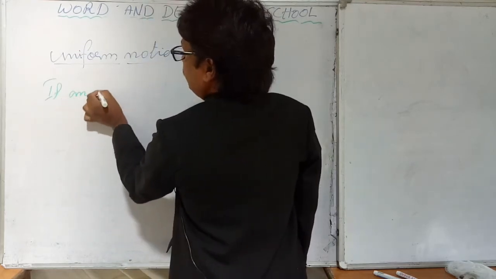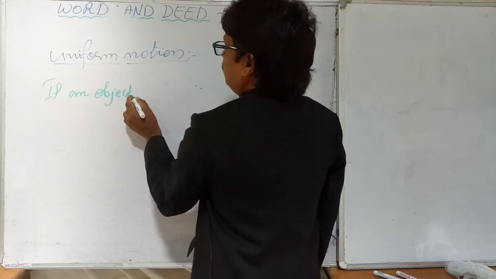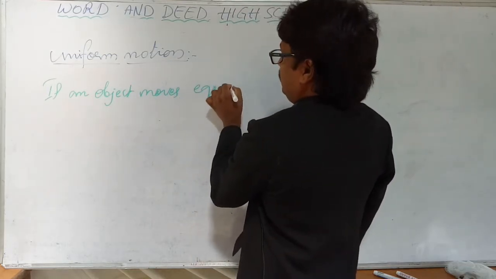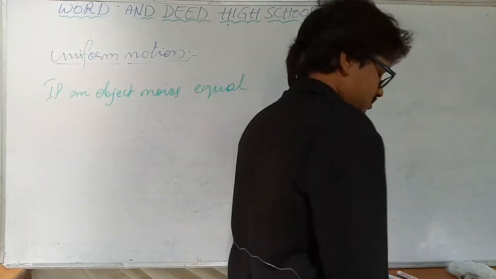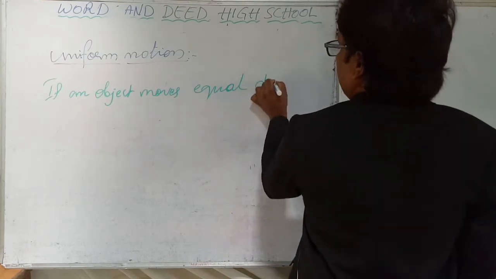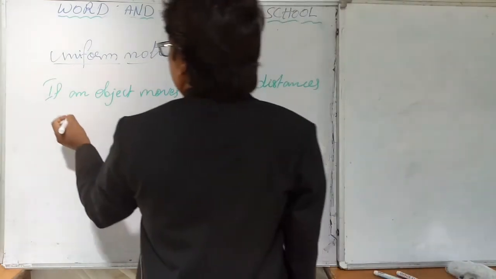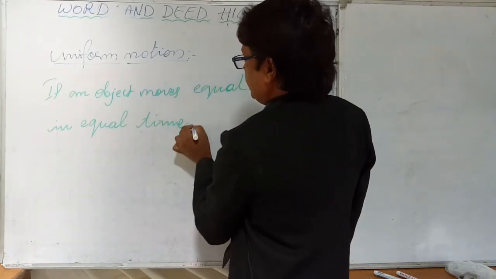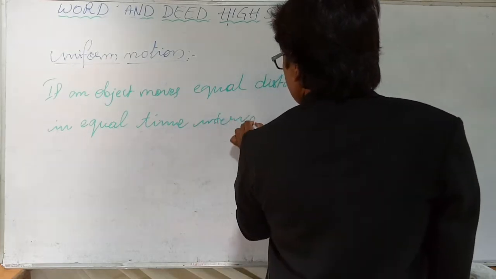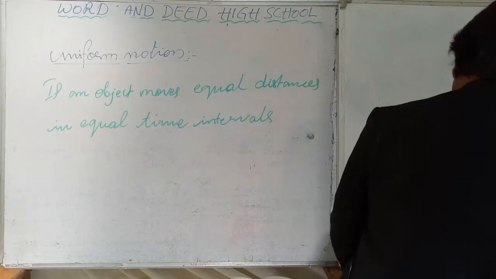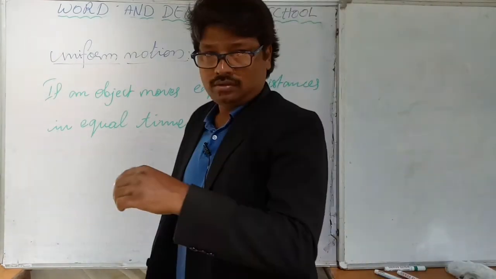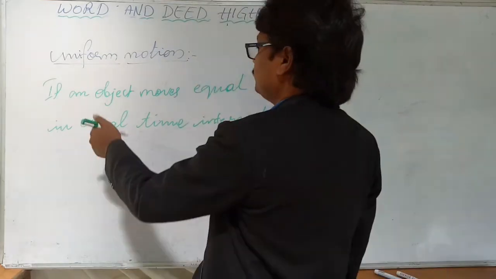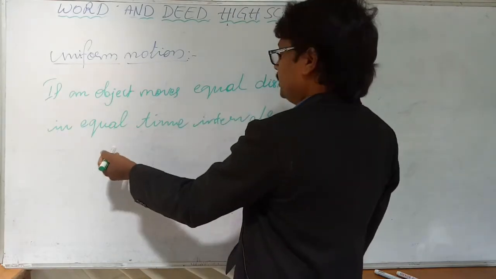If an object moves equal distances in equal time intervals. So let me explain the statement, students. If an object moves equal distances in equal time intervals. Now let us concentrate on this statement, students.